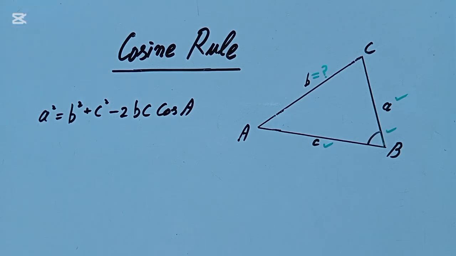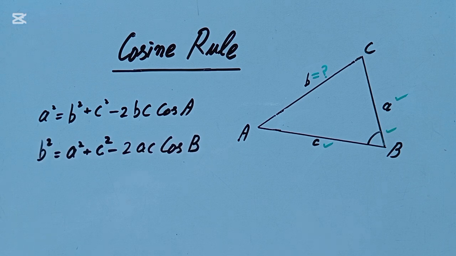If angle B and its both arms, this side c and this side a, are given, then how to find out the side opposite to this angle, the side b? We will use cosine rule. It would be b square equal to a square plus c square minus 2 multiplied by these sides a and c, multiplied by the cosine of the angle B.